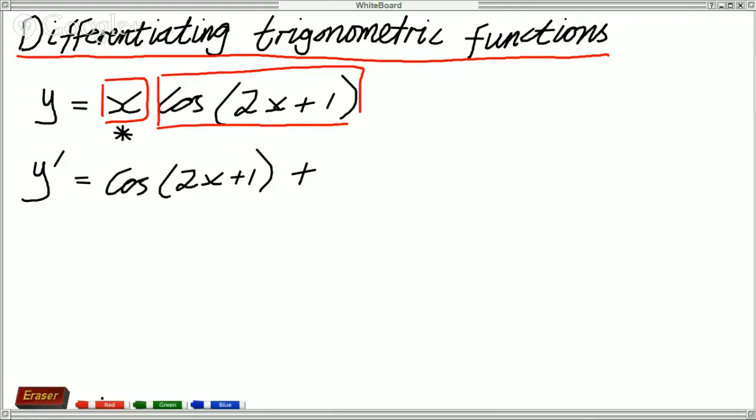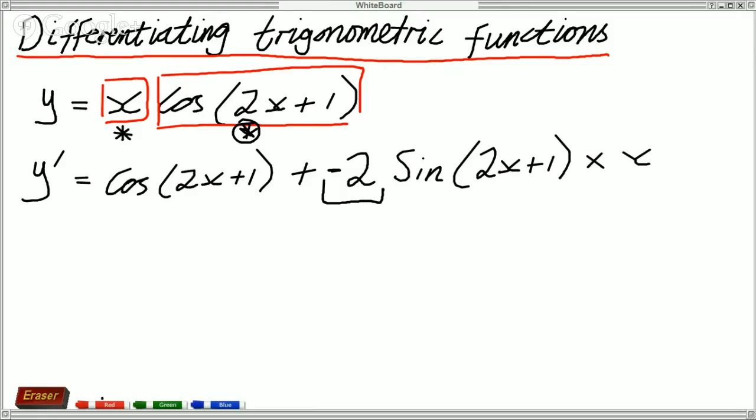And now I'll differentiate the second one. So I'll differentiate this one. And doing so, we will get out the front a negative 2, because cos differentiates to give negative sine. So we'll have a negative 2 out the front, and cos turns into sine 2x plus 1, multiplied by x. So multiplied by this x here, because we're only differentiating one at a time.